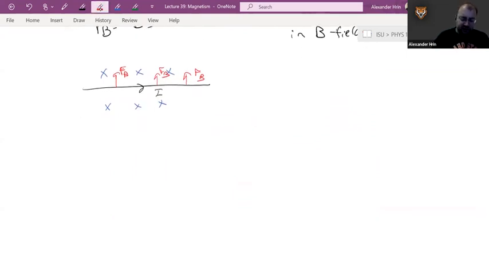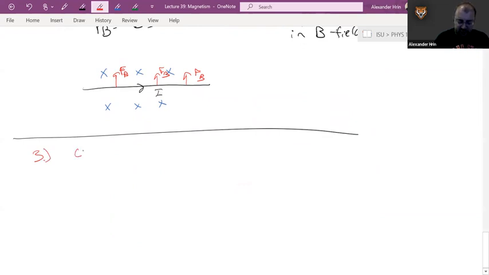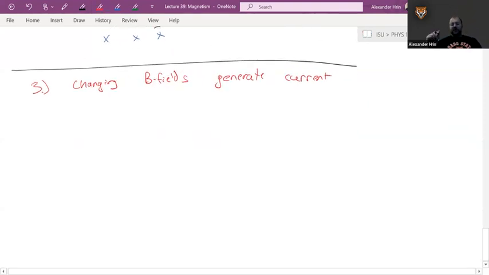Now, to discuss the last one, that changing B fields generate currents. And this is, like I was saying, how electrical power generation works. Now, the idea is basically that instead of having a moving charge, you're having a moving B field. It's a little less clear what that means in the context of a field rather than an object.